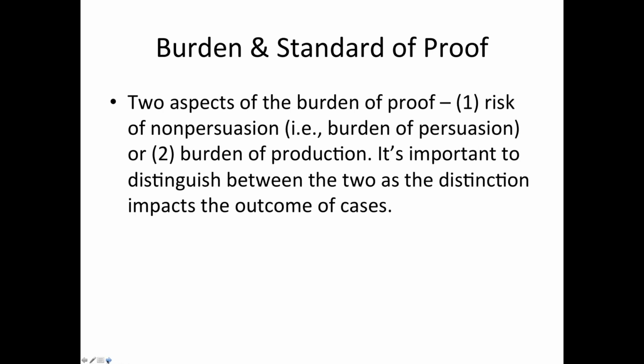Now, there's two aspects of the burden of proof, and now we're getting closer to the various methods. Again, this is background information that's going to help to put the methods that we begin to talk about for reconstructing income into an easy to understand way. The first burden of proof is the risk of non-persuasion, which is also considered the burden of persuasion. And the second aspect of the burden of proof is the burden of production. As with anything else, it's important to distinguish between these two, as the distinction impacts the outcome of the case.